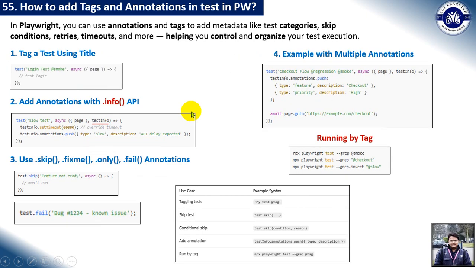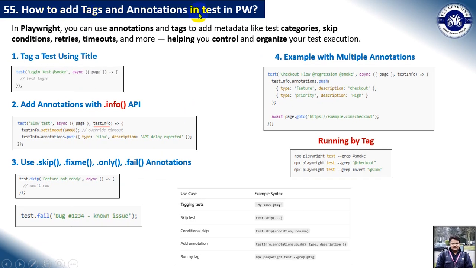Okay. How to add tags and annotations? This is one of the crucial things that we have seen, like when we were talking about skipping the test case. You can use the tag itself in your title, when you're defining your test case. So for login test @smoke, you see this is the tag we have used, and using this smoke tag you can execute like this way: playwright test --grep @smoke, which means it will execute all the test cases which contain the tag smoke.